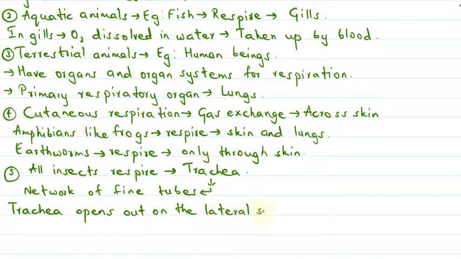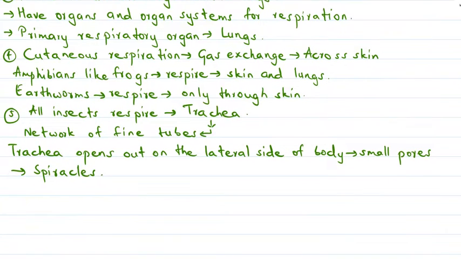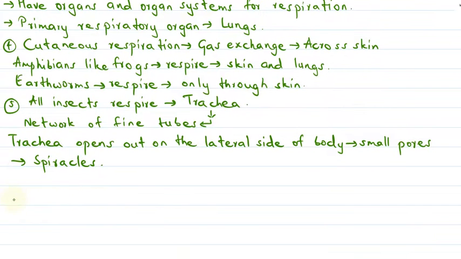On the lateral side of the body of insects. And how does it open? It opens through small pores, and these are called the spiracles. Okay, so now let's see how actually the exchange of gases happens.